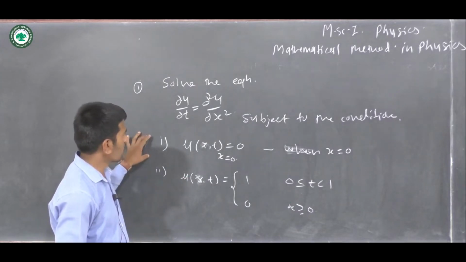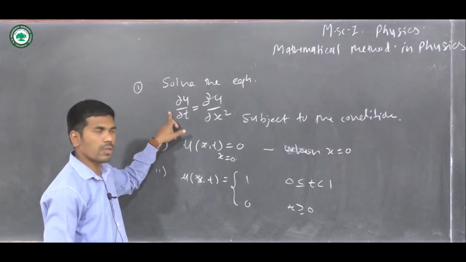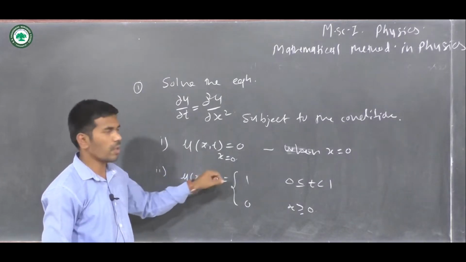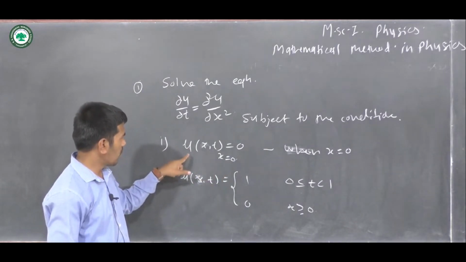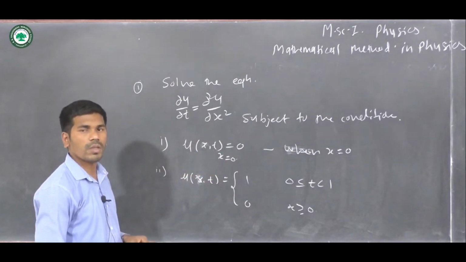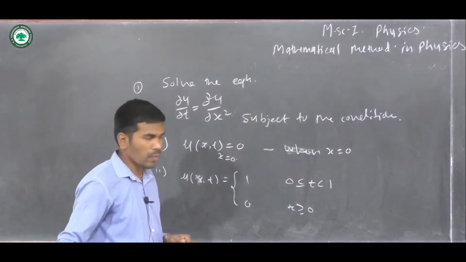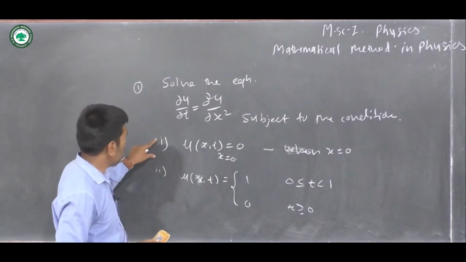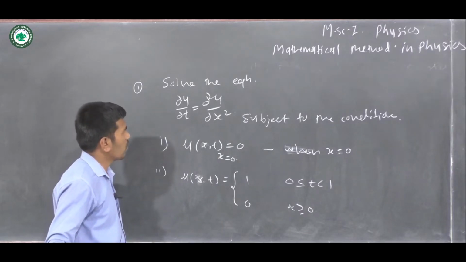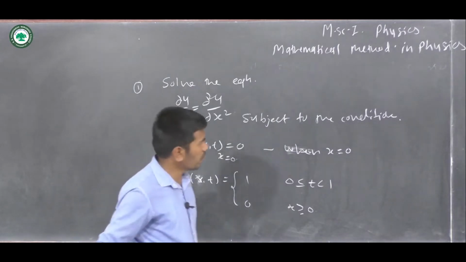Here we are going to apply the Fourier sine transformation to this differential equation, because here u is given at x = 0. If ∂u/∂x is given at x = 0, then we apply the Fourier cosine transformation to solve these differential equations. So here I am going to use the sine transformation.